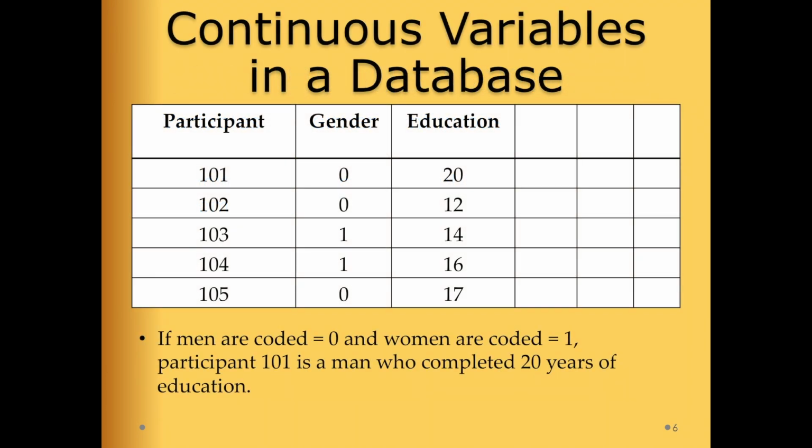Here we return to our sample database and enter the continuous variable of education. The first participant is a man who completed 20 years of education. And the second participant, number 102, is a man who completed 12 years of education.